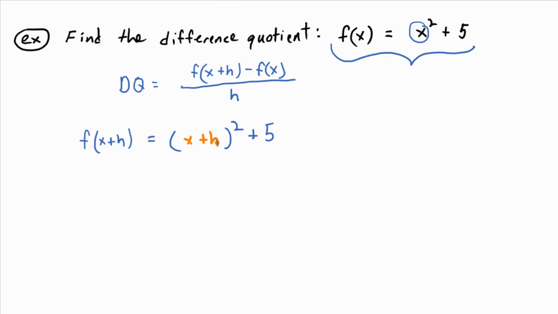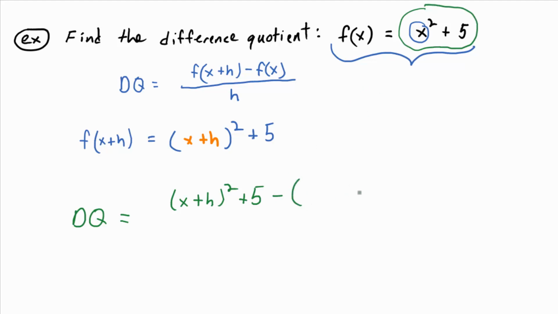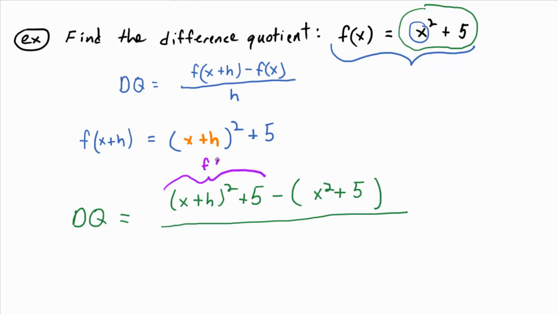Does that make sense? Okay, so then the difference quotient is going to be that thing we just found minus the original function all over h. So the difference quotient is going to be x plus h, quantity squared, plus 5, minus f of x, that's the original function, but you've got to put parentheses around the whole thing because you're subtracting the whole thing. Minus x squared plus 5. So does everybody see that's the numerator? Let me make sure that's clear. So this part is f of x plus h, and this part is f of x. So that's the numerator of the difference quotient, f of x plus h minus f of x.